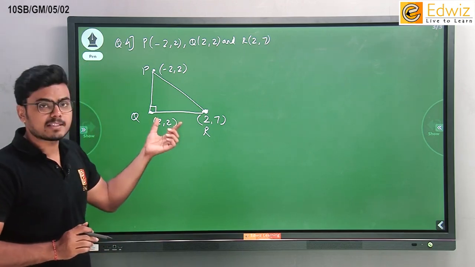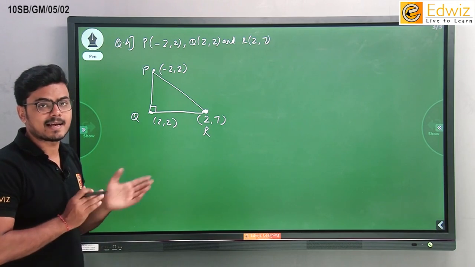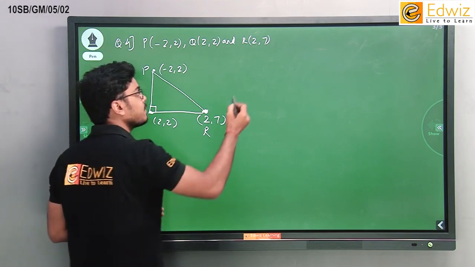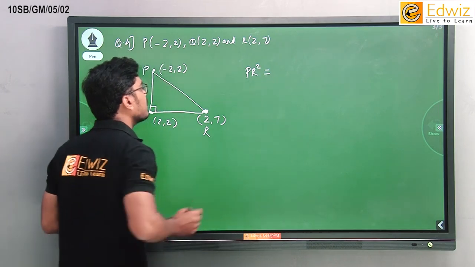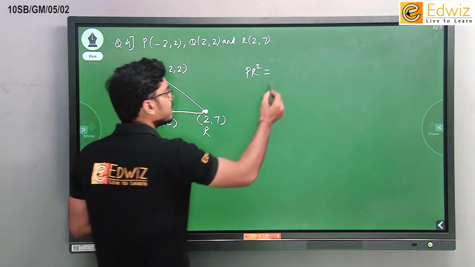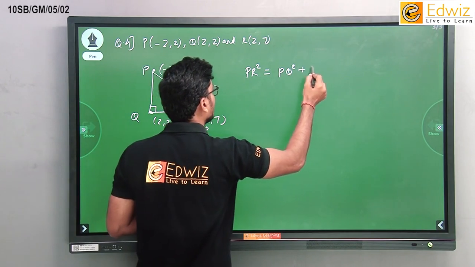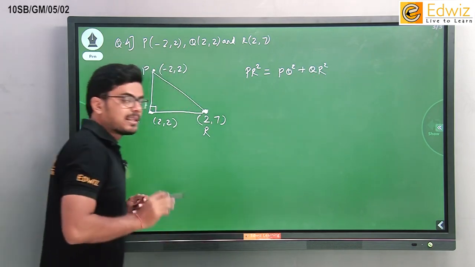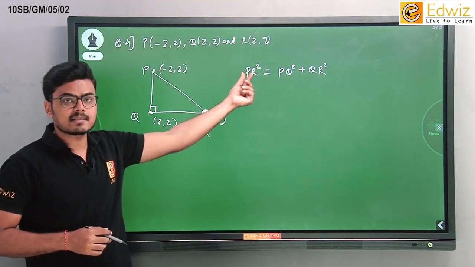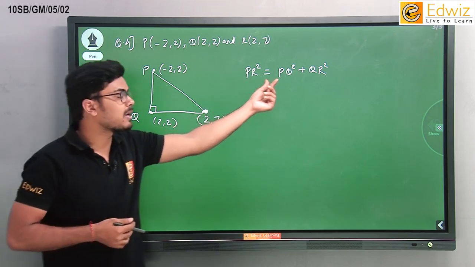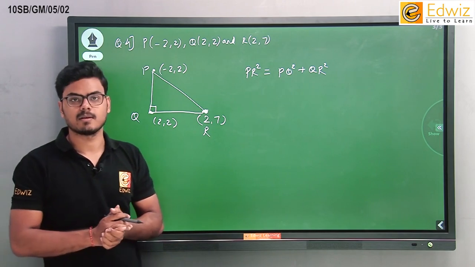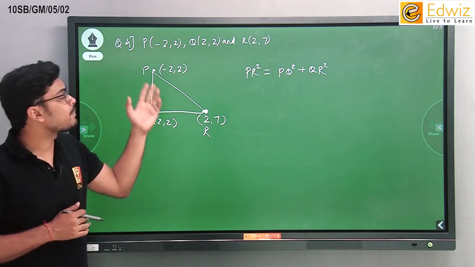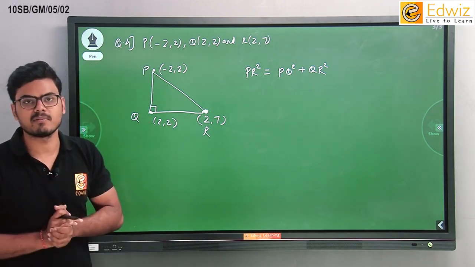ओके, अगर मैं इस पे पाइथागोरस थ्योरम अप्लाई करता हूं इस राइट एंगल ट्रायंगल पे, तो क्या होना चाहिए इसका मीनिंग? हाइपोटेन्यूज PR स्क्वायर शुड बी इक्वल टू PQ स्क्वायर प्लस QR स्क्वायर. मतलब क्या हुआ? किसी एक डिस्टेंस का स्क्वायर शुड बी इक्वल टू द सम ऑफ स्क्वायर्स ऑफ अदर 2 डिस्टेंसेस. ओके, मतलब ये जरूरी नहीं है कि PR ही हाइपोटेन्यूज है, वो अभी तक हम लोगों ने वेरीफाई नहीं किया.